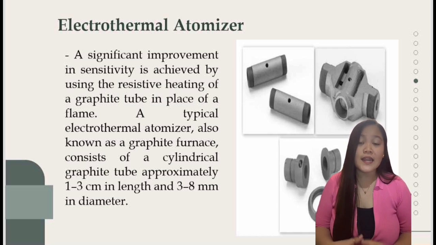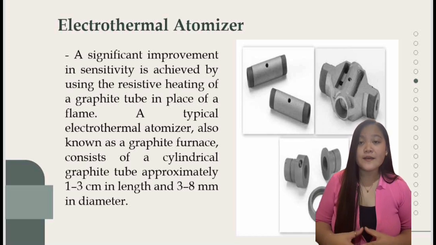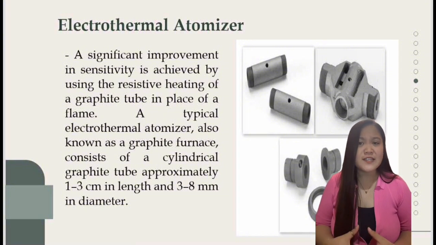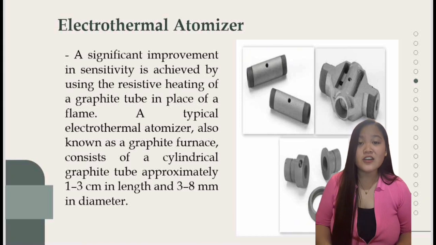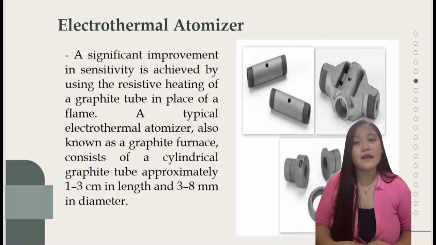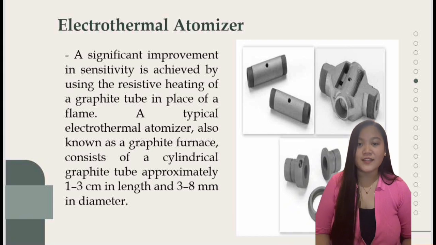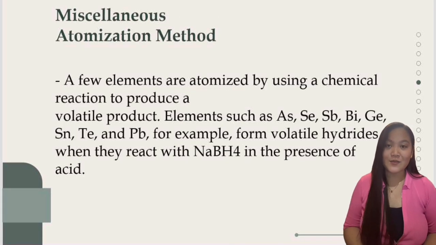So using an electrothermal atomizer has two main advantages. First, it is super sensitive because the heating is very efficient and contained. It can turn nearly all the sample into atoms. This means the instrument can detect even very small amounts of metal in the sample. Second, the cleaner analysis. The high temperature can break down some molecules that might otherwise interfere with the analysis, making the result more accurate. Okay, next, the miscellaneous atomization method.